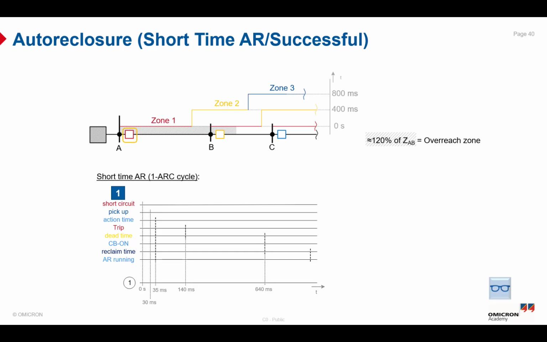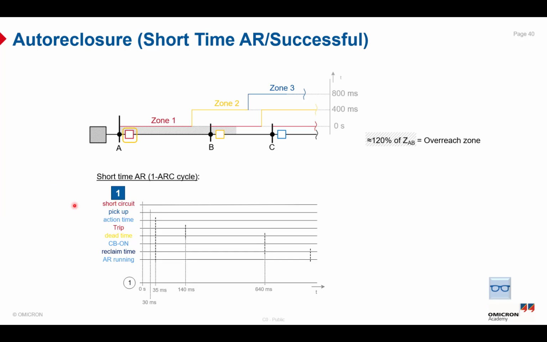Now we will explain the auto-reclosure successful scenario with a short time. As you can see, the figure shows the zone and time grading for distance protection, showing the overreach zone Z1P, which is the hatched area in the zone and time grading graph. Z1B equals 120% of the ZAB, or of the line length. We will explain one by one what happens in the auto-reclosure successful scenario.